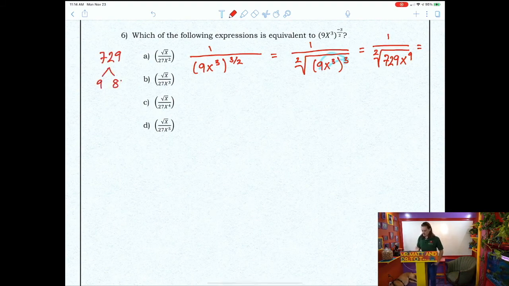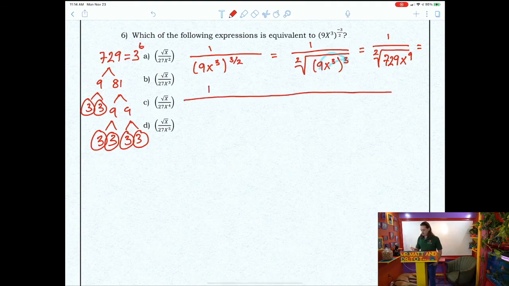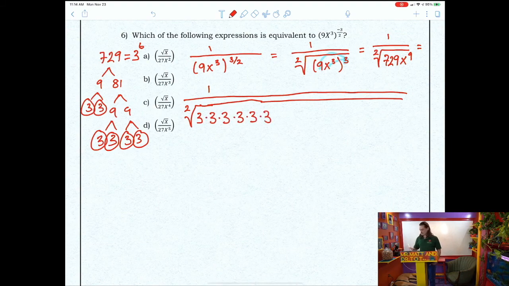So 729, we got that from cubing 9, so I know 9 and 81 are factors. 9 breaks down into 3 times 3. 81 breaks down into 9 times 9, both of which break down into 3 times 3. So you can see that 729 is the same thing as 3 to the 6th power. So this is 1 over, this is going to be a long one, the square root. 729 I can represent as 3 times itself 6 times. x to the 9th power I can represent as x times itself 9 times.